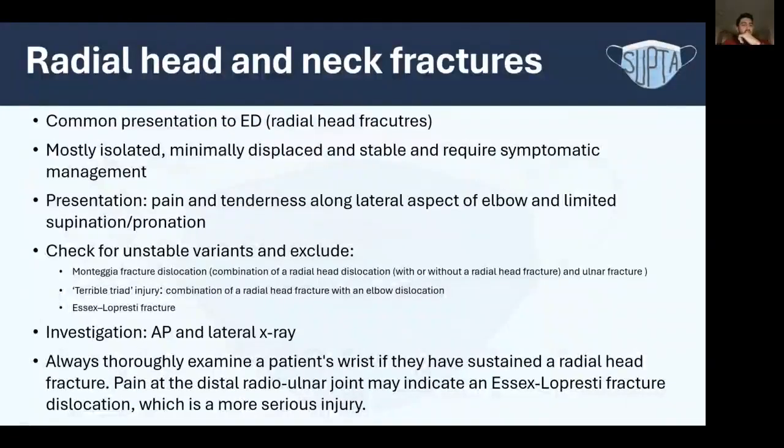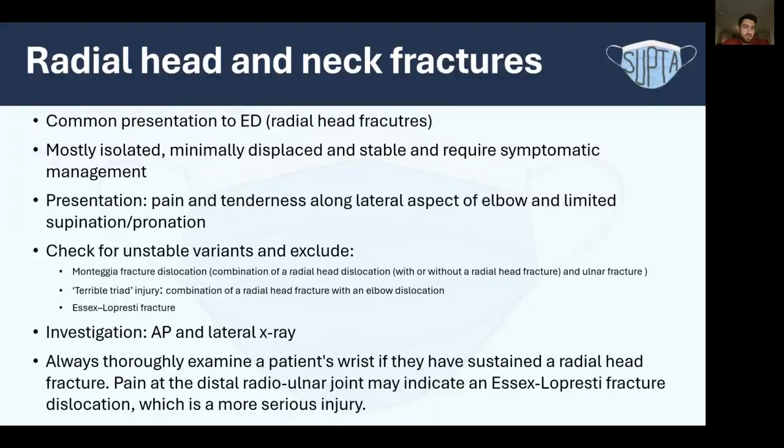We have radial head and neck fractures. A common presentation to the ED is a radial head fracture. Mostly isolated, minimally displaced and stable, they require symptomatic management. It presents with pain and tenderness along the lateral aspect of the elbow and limited supination and pronation. You have to check for any other fractures or injuries, like Monteggia fracture, dislocation, or terrible triad injury.